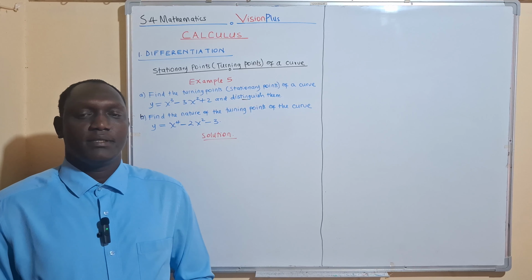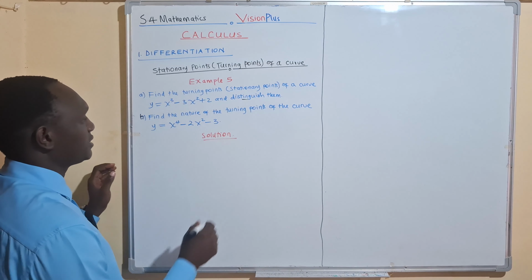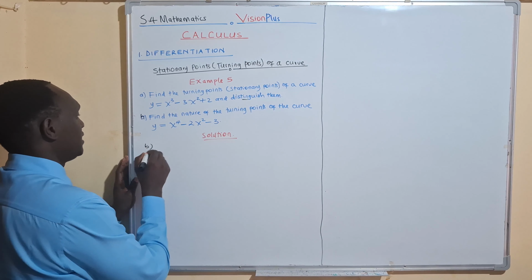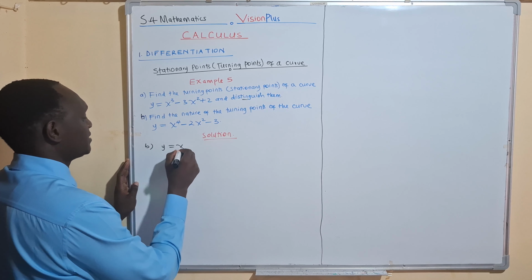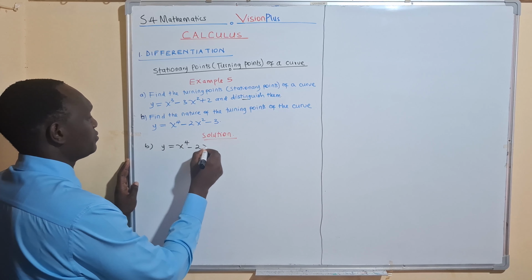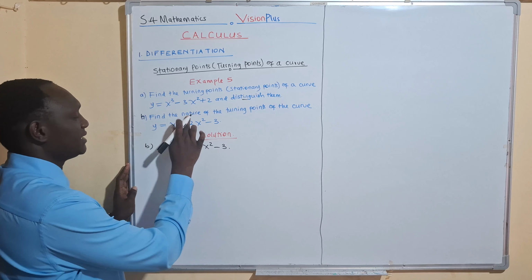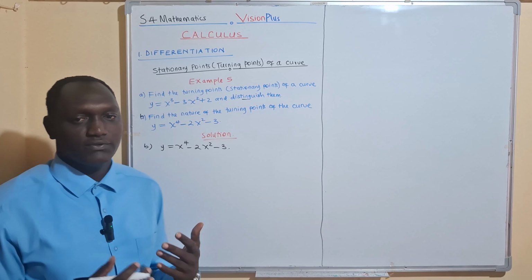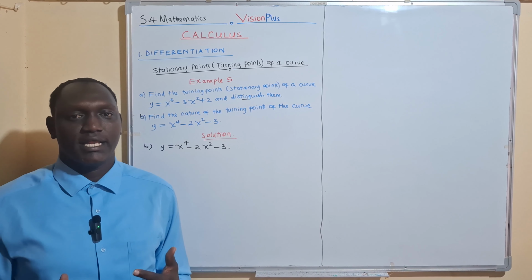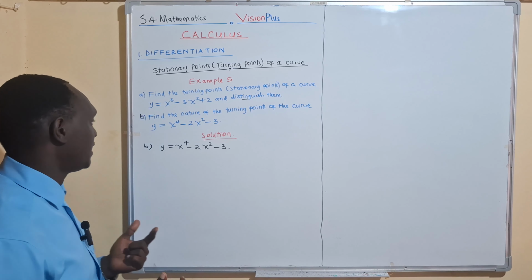We are now going to part B. Part B says, find the nature of the turning points of a curve, and the curve is y equals x power 4 minus 2x squared minus 3. We need to find the nature of the turning points. We cannot get the nature of the turning points when we don't know the turning points. So let us get the turning points and then we find their nature.